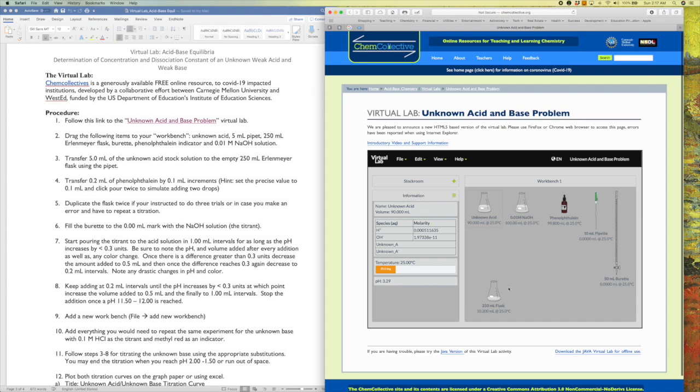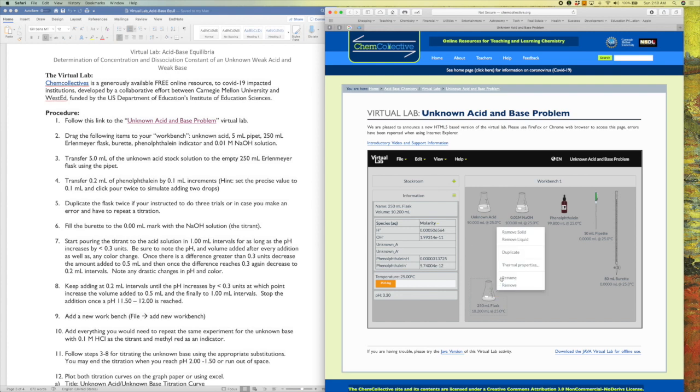But let's say I did want to use 3 trials, or more to the point, if I just made an error and needed to redo the experiment, rather than having to do all the additions again, what I can do is just duplicate this flask, and therefore I can have 3 flasks to do 3 trials, or I have 3 flasks to have 2 backups.